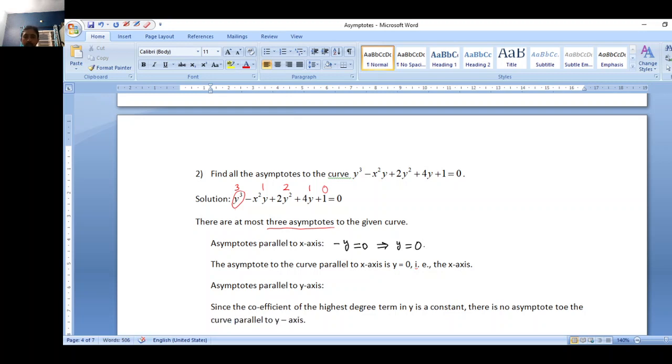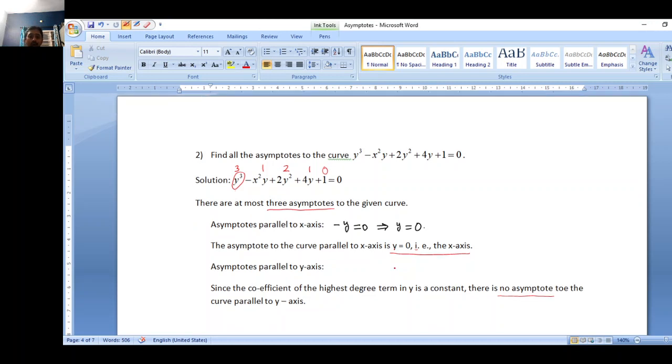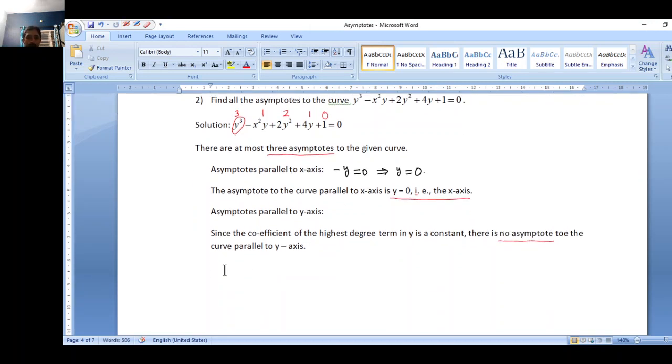y-axis. So now to conclude, we have got one asymptote parallel to x-axis, which is y equal to 0, which is nothing but the x-axis itself, and we have got no asymptote parallel to y-axis. Now we were supposed to get at most 3 asymptotes, out of which we have got only one. So we might have another 2 asymptotes. Now it's our job to find those 2 asymptotes, and obviously those 2 asymptotes are supposed to be oblique asymptotes if they are going to be there. So now we will start finding the oblique asymptotes.